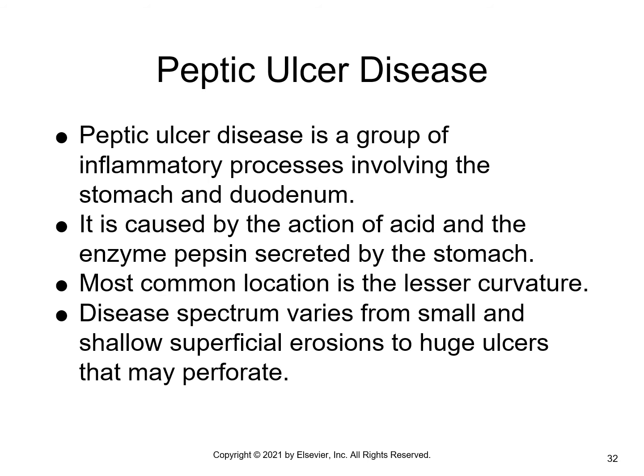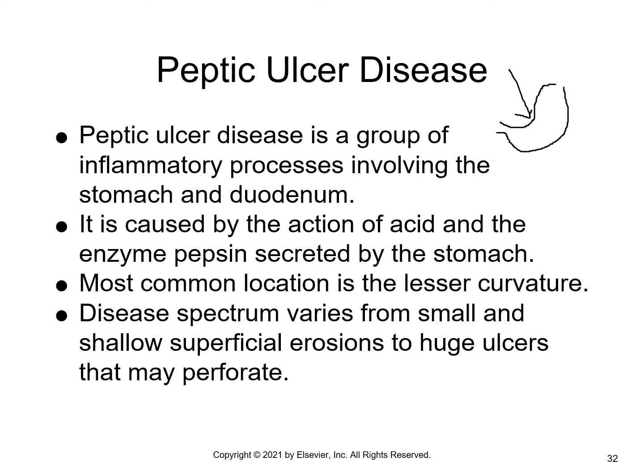The most common location where these peptic ulcers are really going to develop is in the lesser curvature of the stomach, which, if you remember, if our fundus is here, the lesser curvature is there. This would be our lesser curvature. So this is the most common place that you'll see these peptic ulcers form.